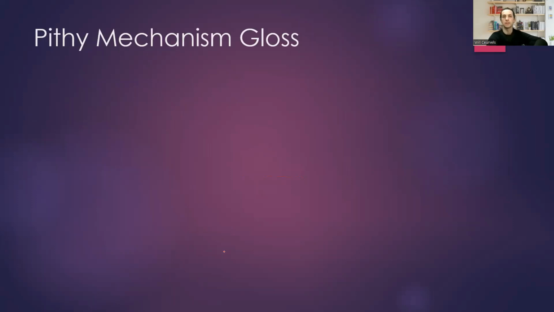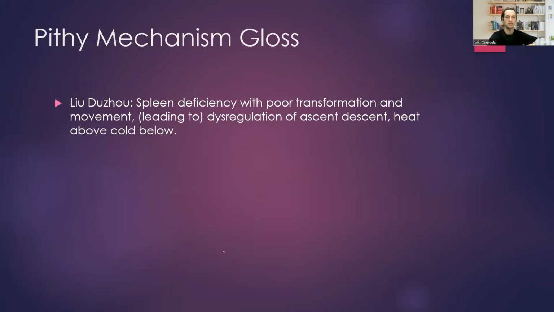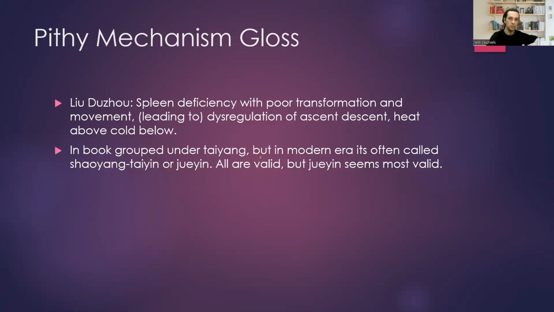So if we want, again, a pithy mechanism gloss, so we can use, again, when we're talking about case studies, well, Liu Du Zhou says this is spleen deficiency. You can also say spleen or lower burner deficiency with poor transformation and movement, leading to dysregulation of ascent and descent, heat above and cold below. So this dysregulation of ascent descent we just talked about, right? That's the spleen and kidneys are no longer steaming and transforming upwards and outwards, right? So they're just sitting there below and not ascending. And then this heart fire, which is trying to go downwards, is unable to descend. So you have this dysregulation leading to this heat above and this cold below, right?